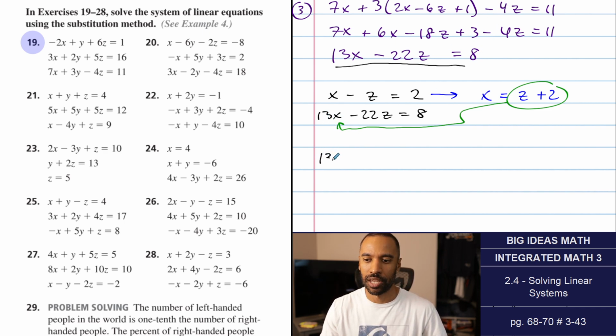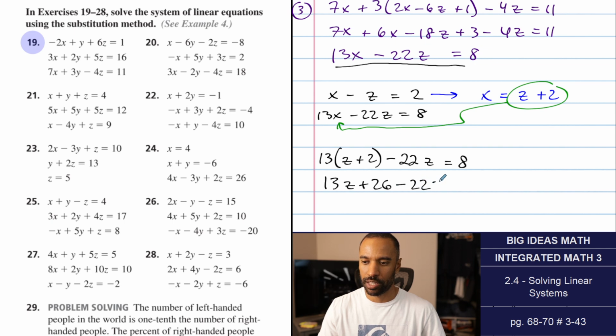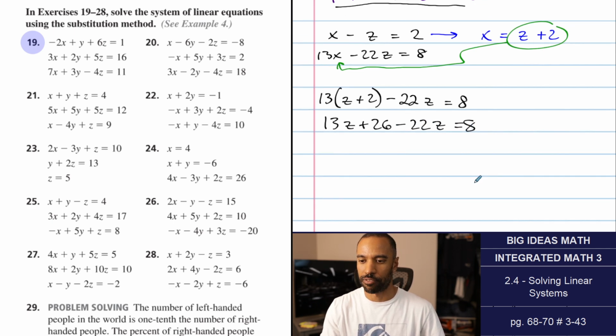You substitute for x. 13 times z plus 2 minus 22z equals 8. Okay, now we distribute. You get 13z plus 26 minus 22z equals 8. Now we're going to solve for z here. Let's see if it all cleans up. Otherwise, some big mistake happened. Negative 9z equals, and subtract 26 over, that's negative 18. So you get z equals 2.